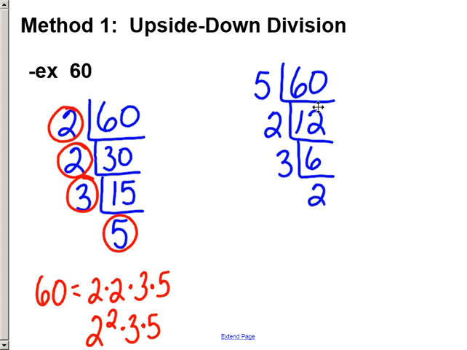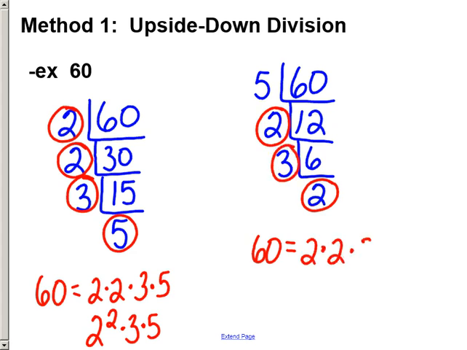Notice when I go back to write my prime factorization, notice that I've still got 2 times 2 times 3 times 5, or 2 squared times 3 times 5. So notice I still get the same answer. It's just going to be in a different order, and I have to go back and then put my factors in order from least to greatest.